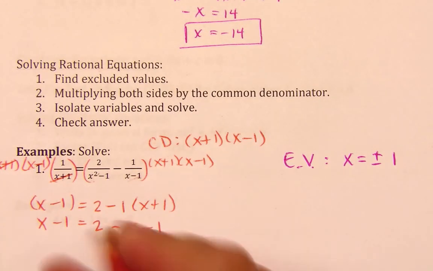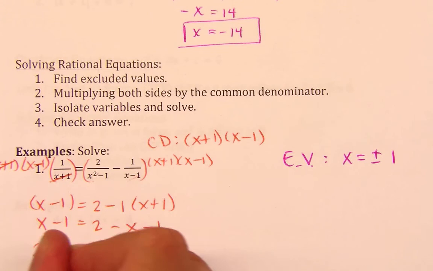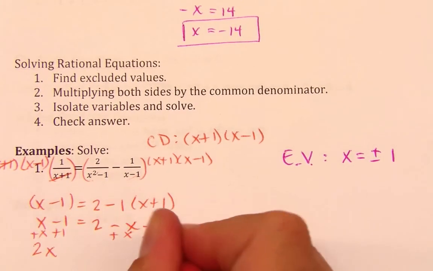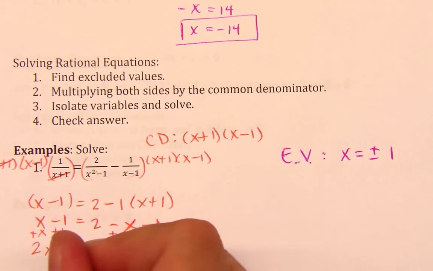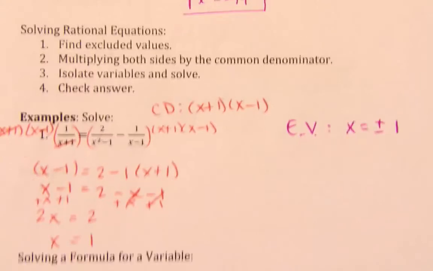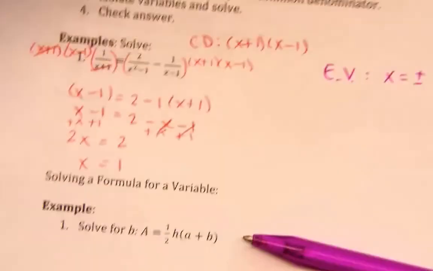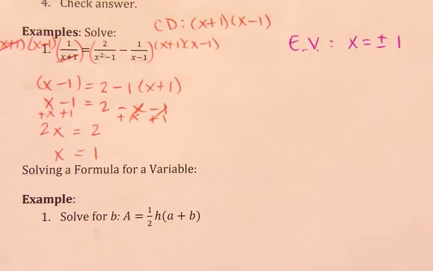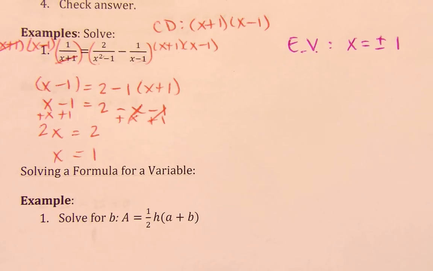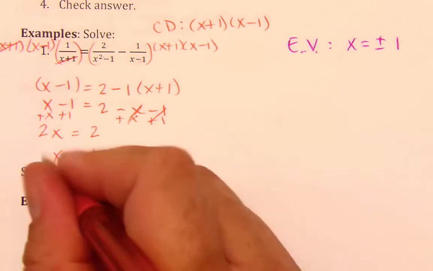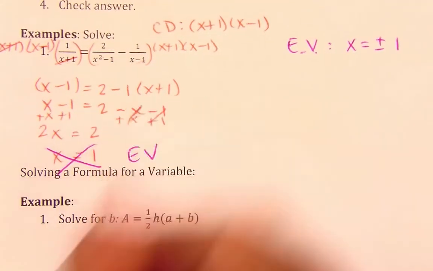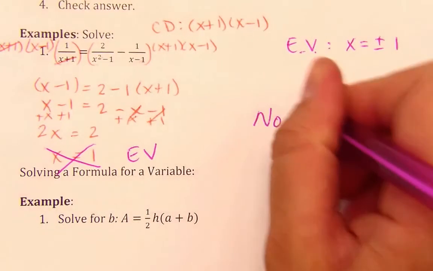and combine like terms. We can add x to this side and have 2x, add 1, and 2x is equal to 2. So then x is equal to 1. Now, we already know that x equals 1 is an excluded value, so we know that that's going to be a problem for us. So we know that this is not going to work. That's an excluded value. So that tells us that there are no solutions.